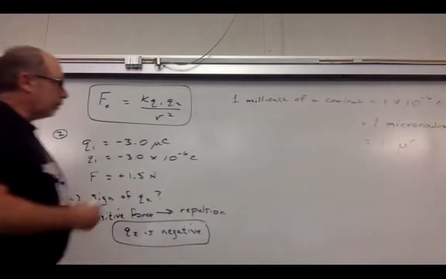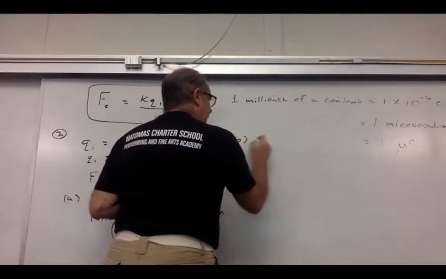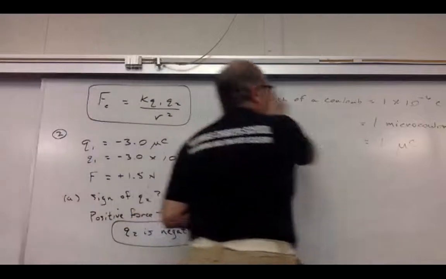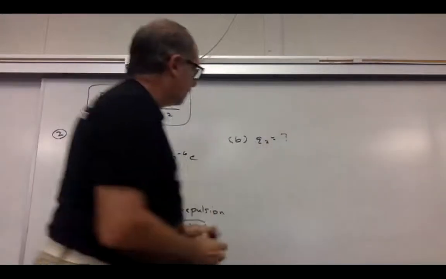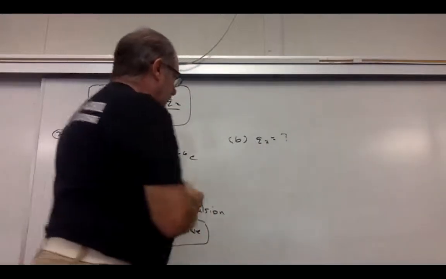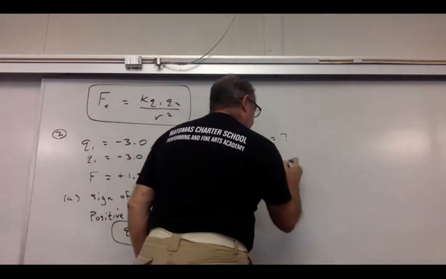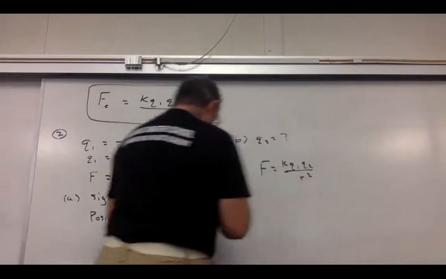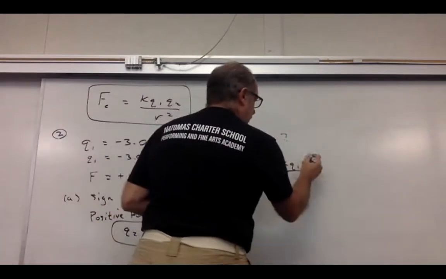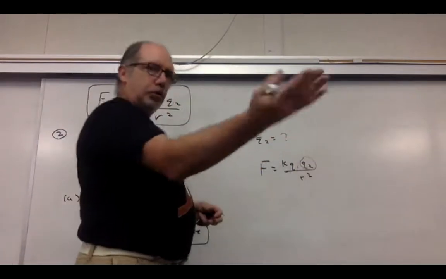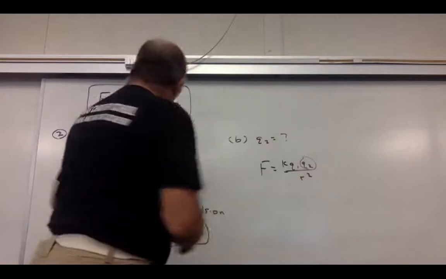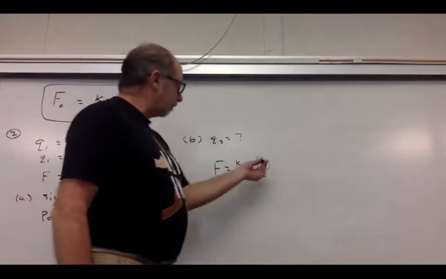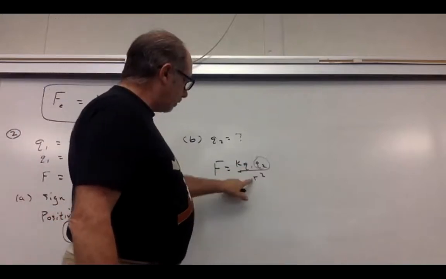All right. Part B. What they want is the magnitude of Q2. How many coulombs is Q2? To solve this, we need to take Coulomb's law. F is equal to KQ1 Q2 over R squared. And I need to solve this for Q2. I need Q2 equals, right? Now, once again, I'm not going to put the numbers in right now because then I'm just going to be writing too much. Instead, I'm going to solve for Q2 first. That means I'm going to get rid of the R squared.